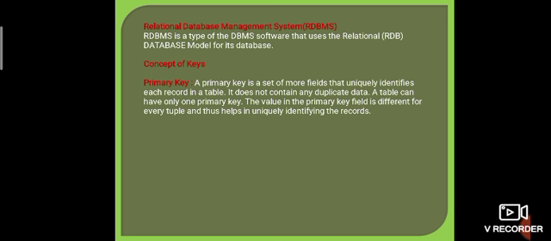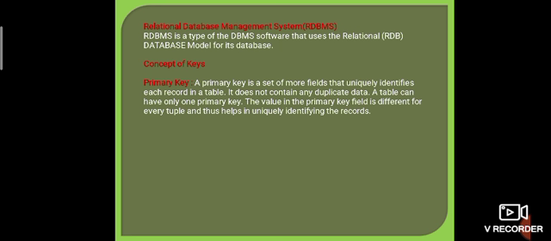Concept of keys. A key plays an important role in a relational database. It is used for identifying unique records from a table. It also establishes a relationship among the tables. Relationships are links that associate a field in one table with a field in another table. First of all, we will discuss the primary key. A primary key is a set of one or more fields that uniquely identifies each record in a table.